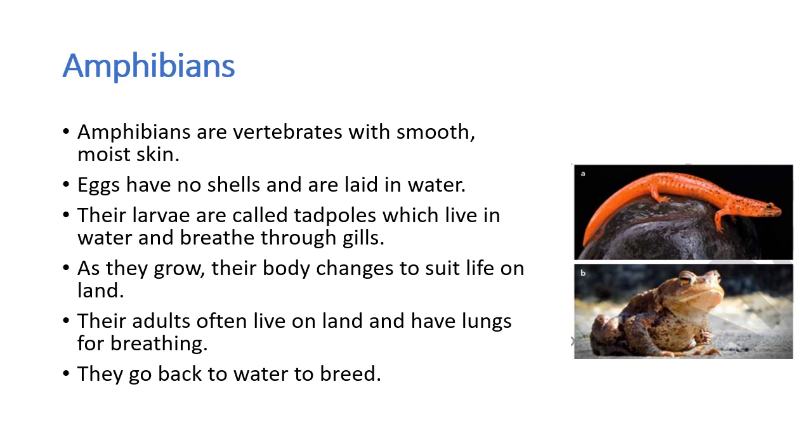A tadpole is more or less similar to a fish because they have a big tail-like structure for swimming. But as tadpoles grow, they change into an adult. You can see so many changes are happening. Usually the adults are living on land and they use lungs for breathing. So the larva or the tadpole uses gills for breathing, but the adult animal uses lungs for breathing. Adults can live on land, but they go back to water to lay their eggs.